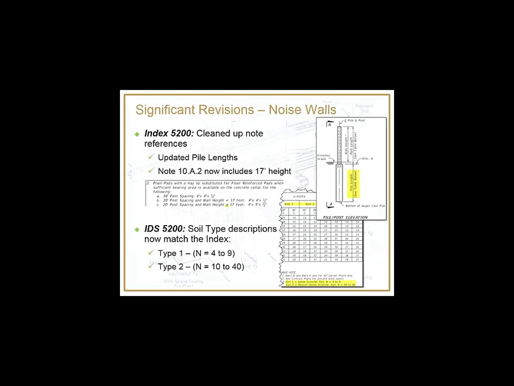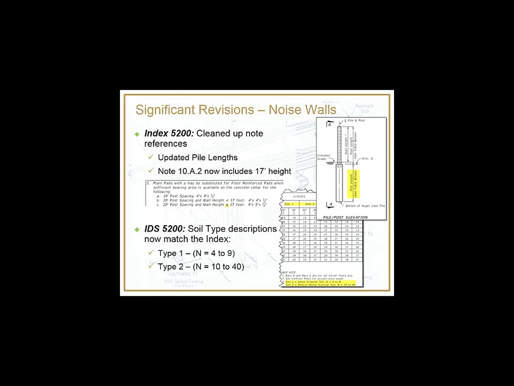The noise wall index, we just cleaned up some notes, and we reduced some of the pile lengths in the tables. If you bother to go through and compare those from 2015, just a minor thing on the 17-foot height, we apparently skipped over that one. It was above or below 17 feet, so I think we could have all interpreted which bearing pad we would need to install under the previous index. But we're clarifying that will be the 4x5, the larger bearing pad.